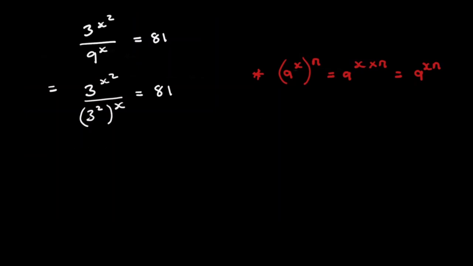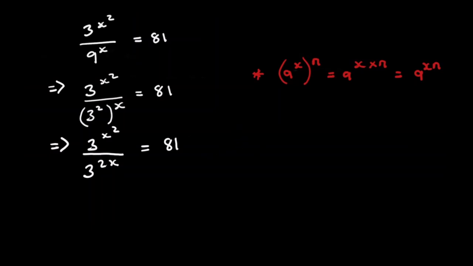So if we apply the same principle here, 3 to the power x squared over 3 to the power 2x, we got 2x after we multiplied 2 times x, and this is still equal to 81.